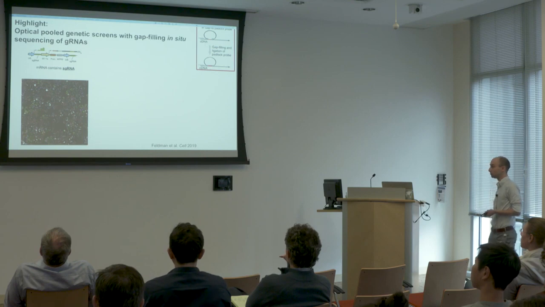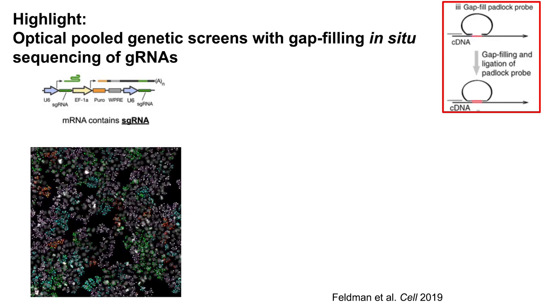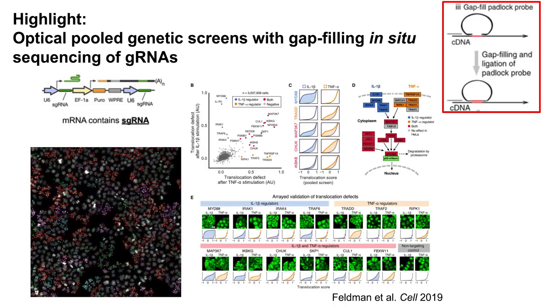Now, the reason you want to do something like that is because it allows you to perform pooled optical screening. What that means is that this is just sequencing, but you can also think about parameters such as morphology, protein tracking, calcium imaging. In their case, they looked at NF-kappa B translocation to the nucleus to look for regulators which are implicated in the trafficking of this protein.